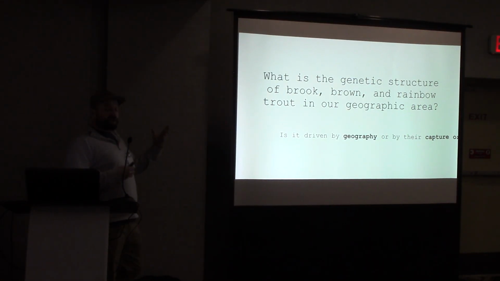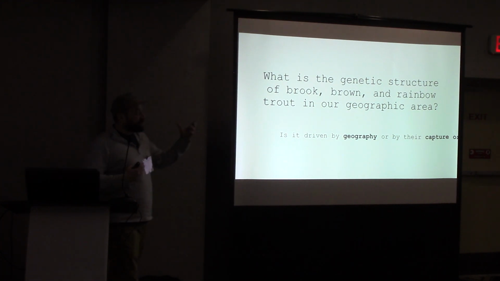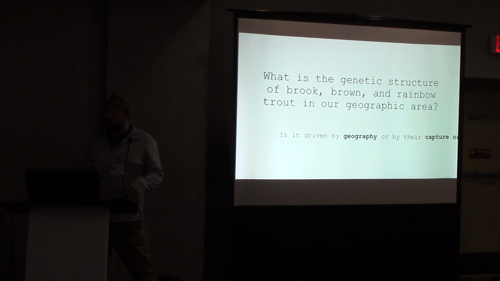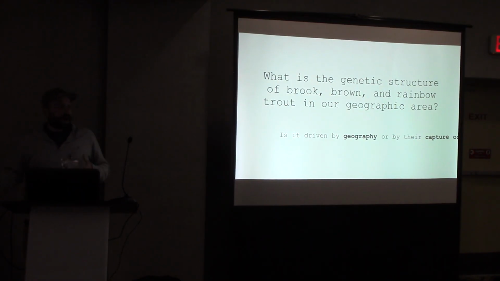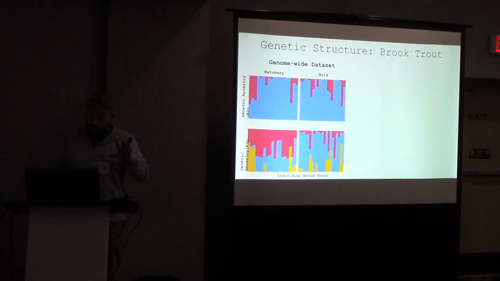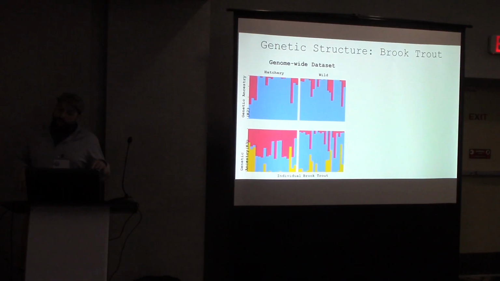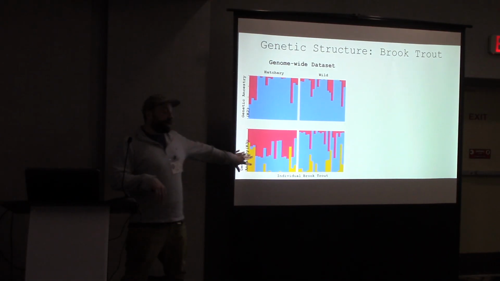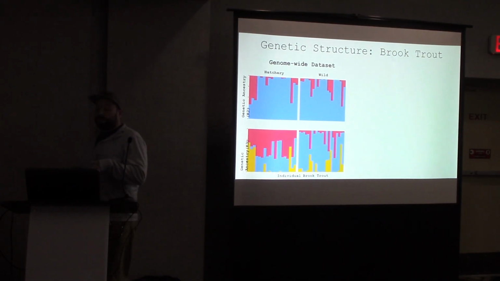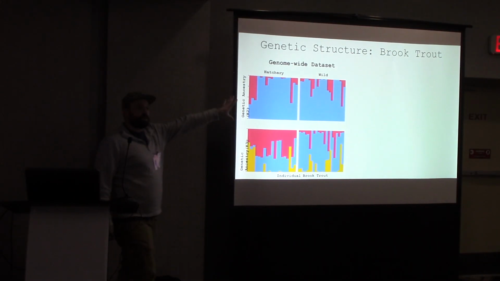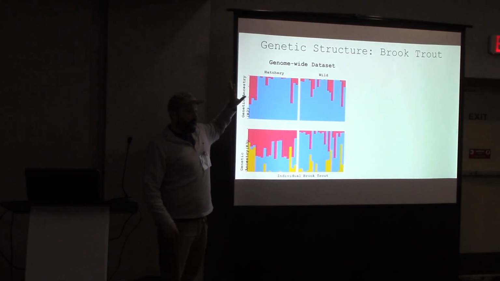First, we wanted to ask, what is the genetic structure of these three species in our geographic region, right? Is it driven by geography or their capture origin, that being the hatchery or the wild environment, okay? So I'm going to show you, these are ancestry plots, right? The color, again, here denotes genetic ancestry. We ran this for each species. I'm going to show you the genome-wide data set here on the left, on your left.